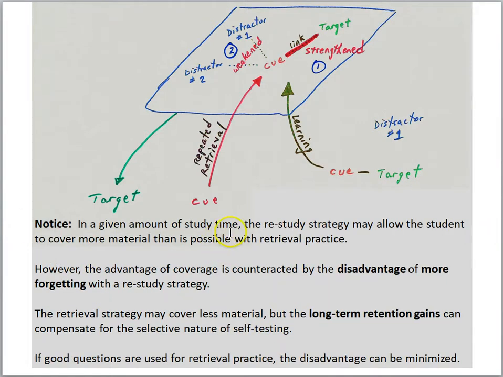Now notice, in a given amount of study time, the restudy strategy may allow the student to cover more material than is possible with retrieval practice. However, the advantage of coverage is counteracted by the disadvantage of more forgetting with a restudy strategy. So the retrieval strategy may cover less material, but the long-term retention gains can compensate for the selective nature of self-testing. If good questions are used for retrieval practice, the disadvantage can be minimized.